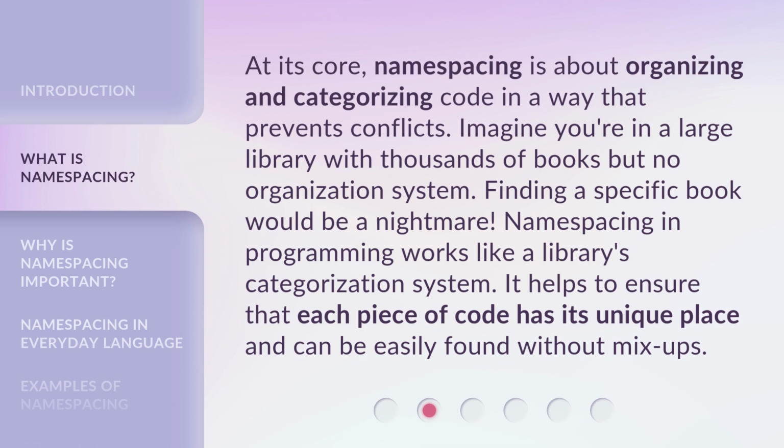At its core, namespacing is about organizing and categorizing code in a way that prevents conflicts. Imagine you're in a large library with thousands of books but no organization system. Finding a specific book would be a nightmare. Namespacing in programming works like a library's categorization system. It helps to ensure that each piece of code has its unique place and can be easily found without mix-ups.